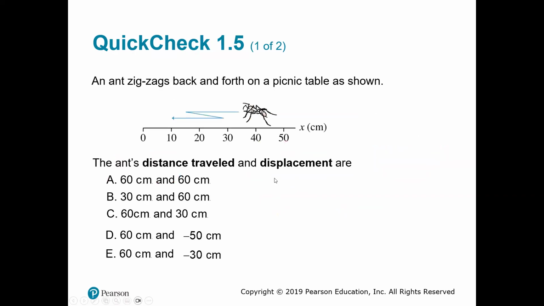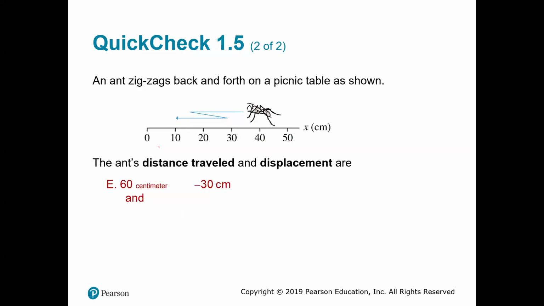Again, you have a bug here, and you're looking for total distance traveled and displacement. This question is very important. Pause and think, and choose the answer. So the answer is 60 and minus 30.